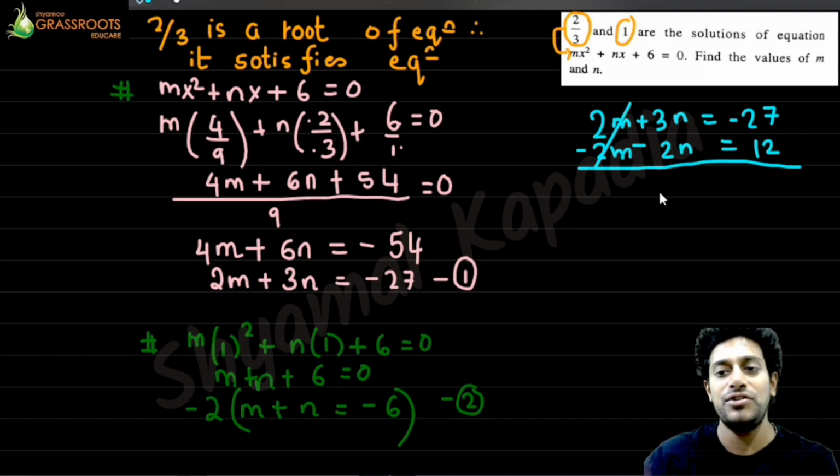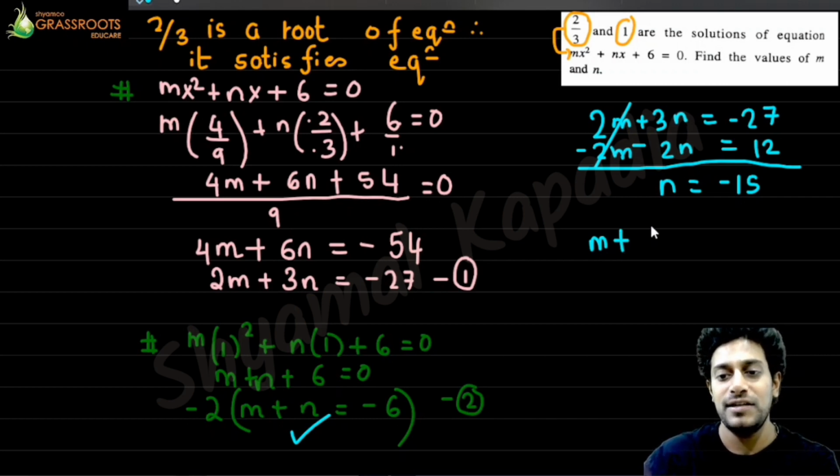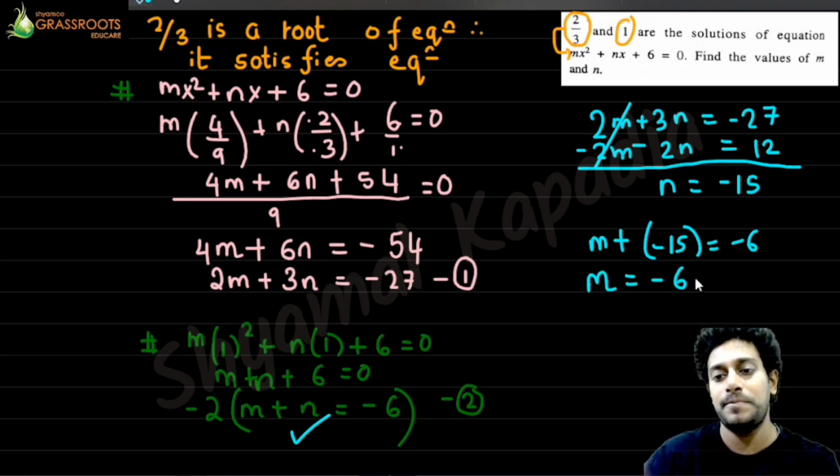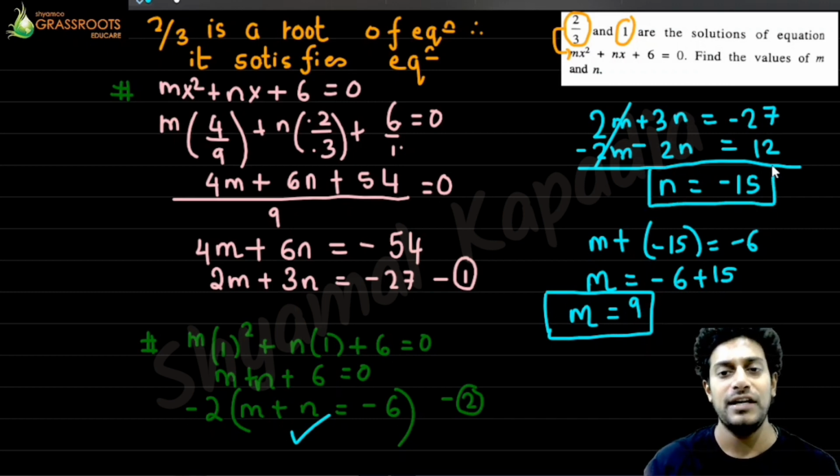Cancel out 3 minus 2, n is equal to minus 27 plus 12, minus 15, और n का वैल्यू substitute in the second equation. m plus n, which is minus 15, is equal to minus 6. Shift minus 15 on the other side. So you get m का आंसर as 9. Right? So this is your m and this is your n. So in this both are solutions. You have to find the value of unknown.